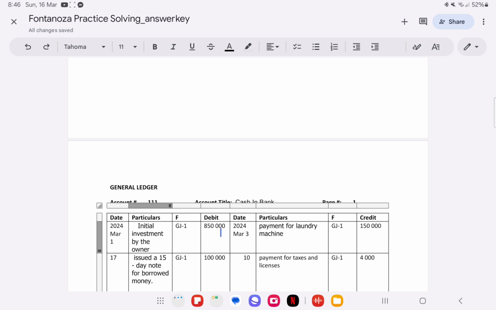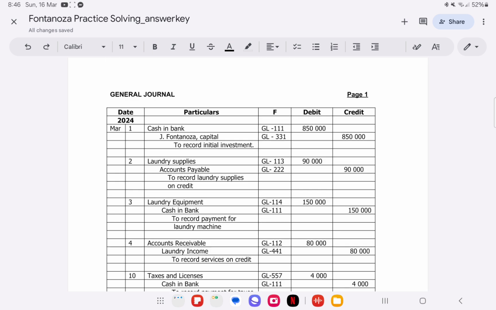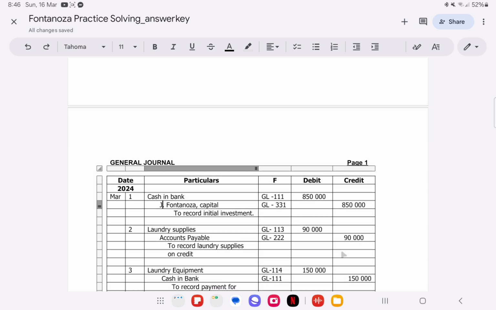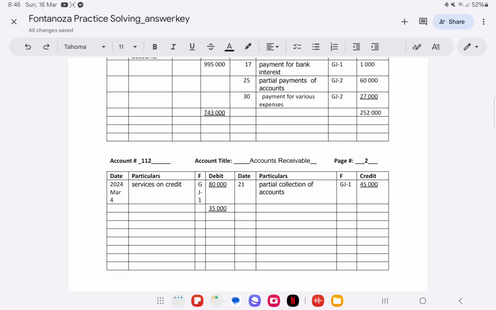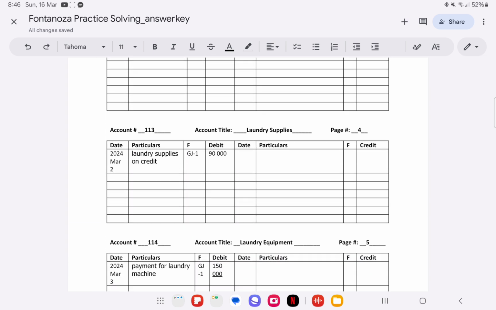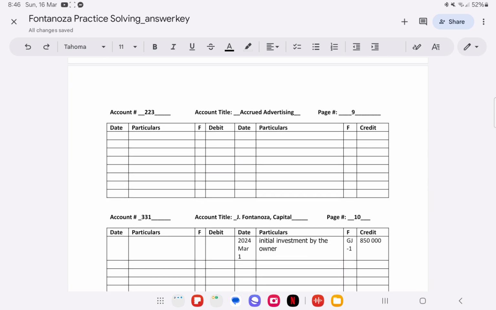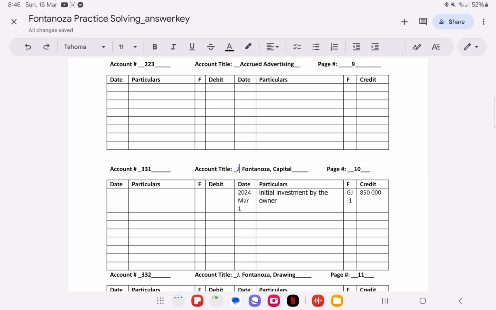Okay, so 850,000 debit. So what's your value parted with is J Fontanoza Capital, 850,000. So you should record or post into J Fontanoza Capital. So you're going to find the account title of J Fontanoza Capital. So again, you should indicate year 2024 since this is the first transaction that you're going to post. So you should indicate year, month, and date, March 1. Initial investment by the owner.